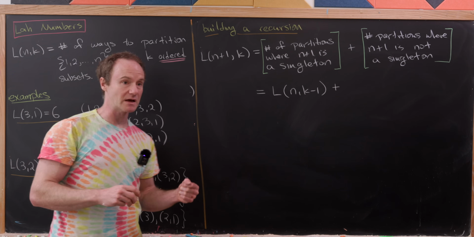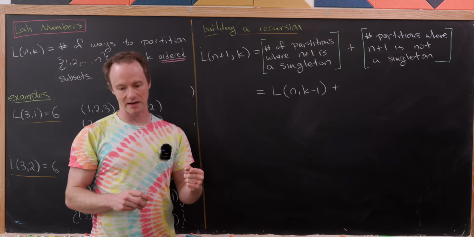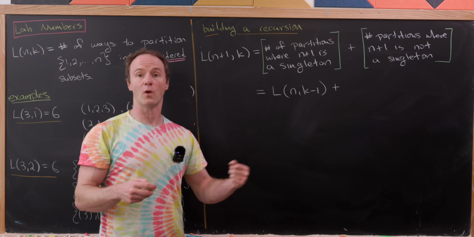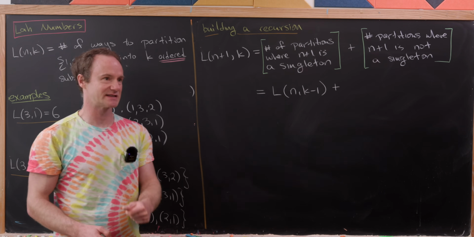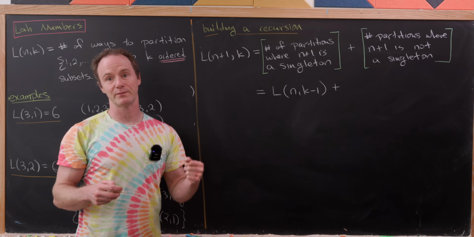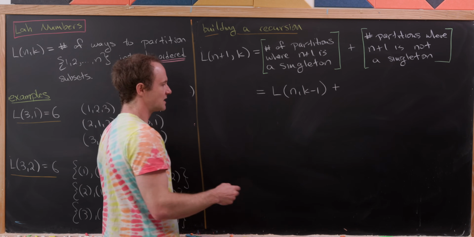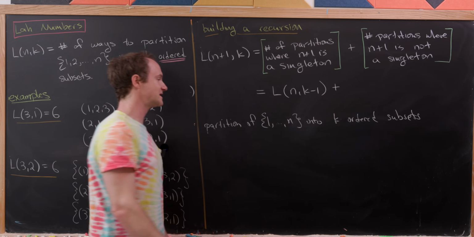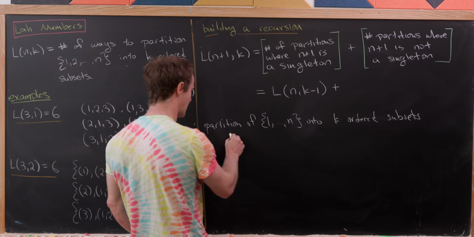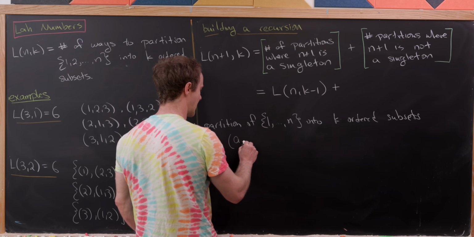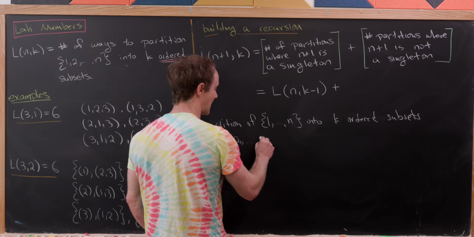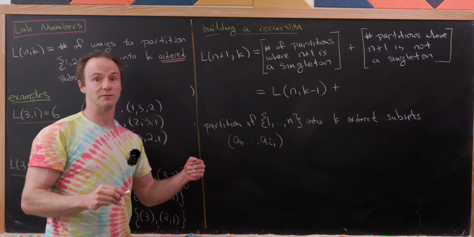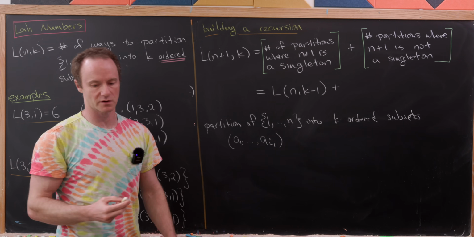Well, we can build a partition of 1 to n with k ordered subsets into a partition of 1 to n plus 1 into k ordered subsets. And that will depend on where we place n plus 1. So let's say down here, we've got a partition of the set 1 to n into k ordered subsets. And I'm going to write it like this. It's going to start at A1, for instance, and end at A sub I1. So I'll just put A sub I1, meaning that it's the first of the ordered subsets.